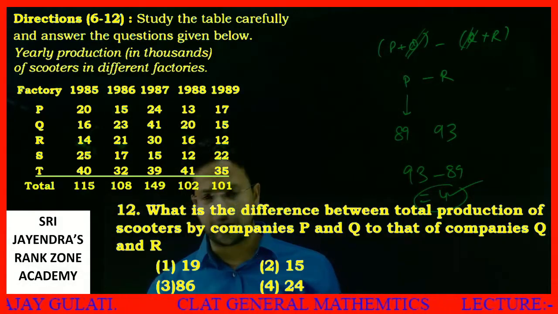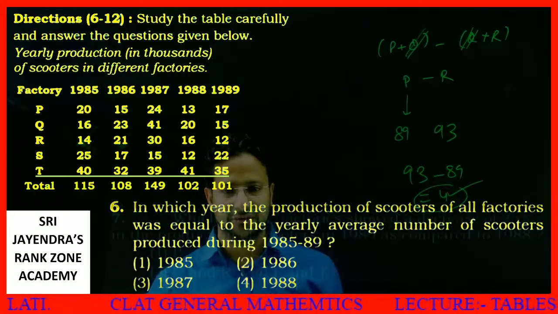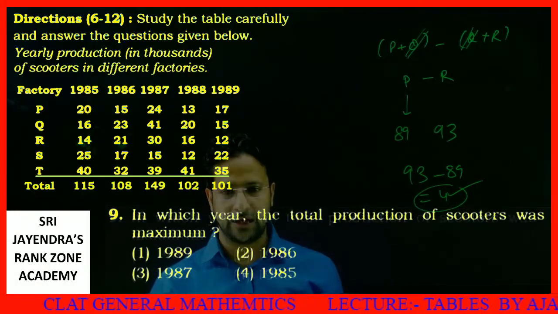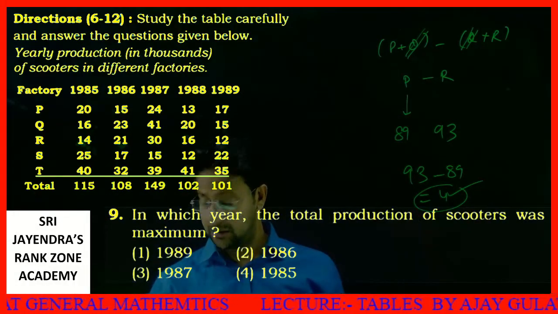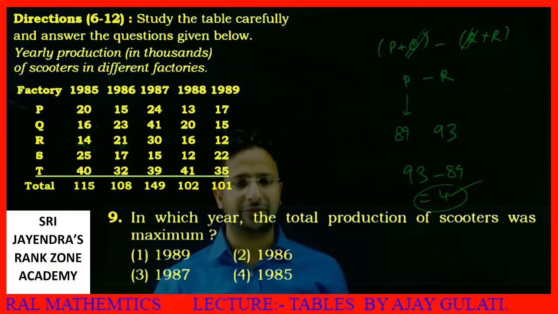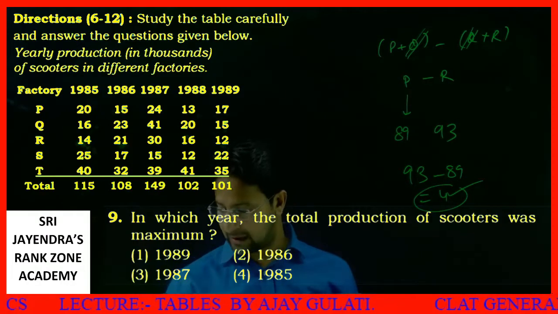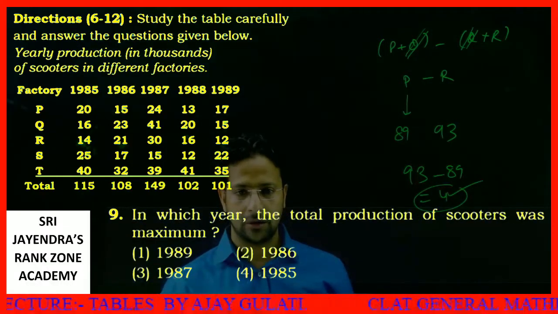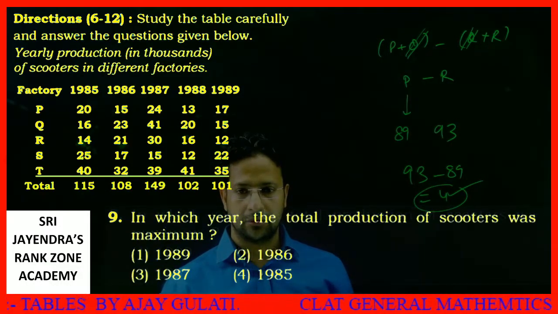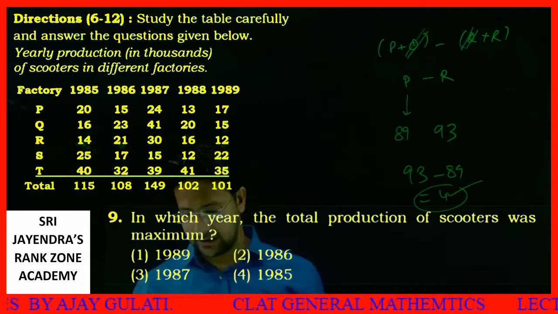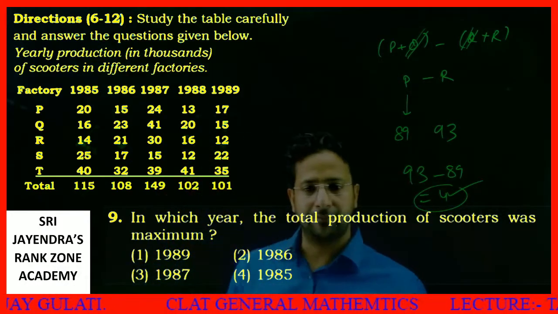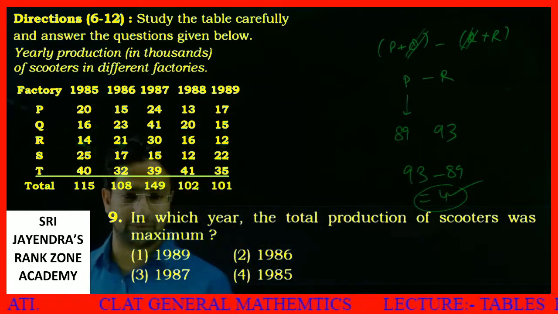I think there is one question missing in this set. 6, 7, 9. Yeah, 2 times 9 has been written. Scooter was maximum. Okay, this has been repeated. So let me correct it and bring you the 9th question. Just give me a minute, dear students.